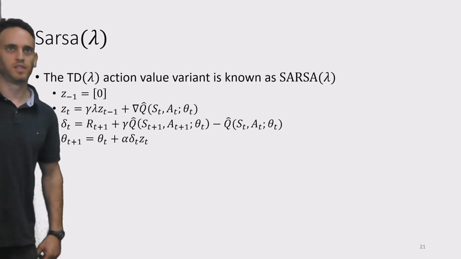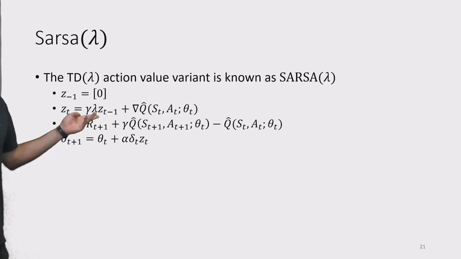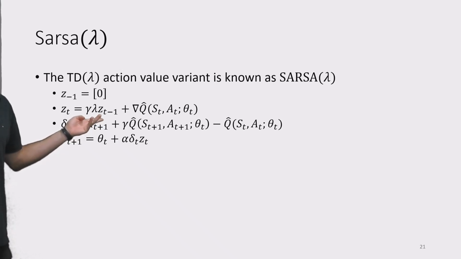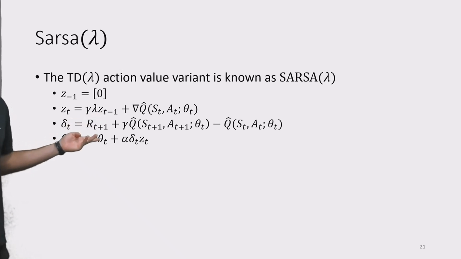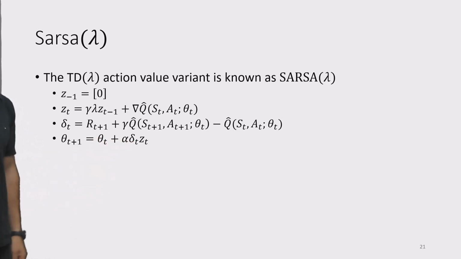Okay, the TD lambda action value variant is known as SARSA lambda for learning Q values. So in SARSA lambda, we keep an eligibility vector over all of our tunable parameters in the function approximator. We of course update the eligibility at each time step and decay previous eligibilities. We compute the small delta, the TD error, and update our tunable parameters based on their eligibility and the delta, the TD error.